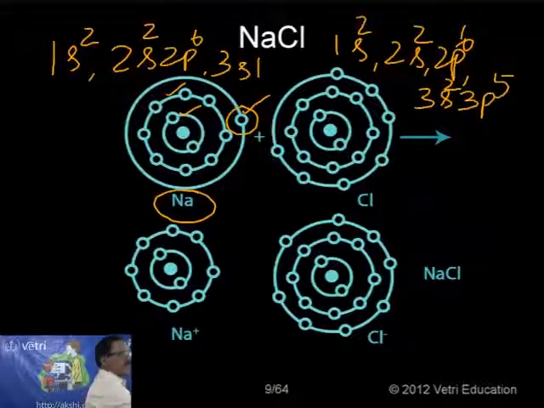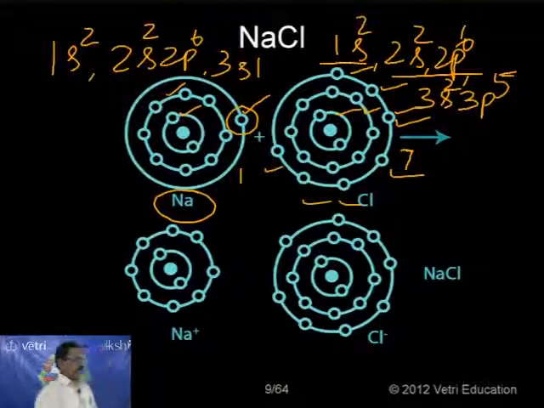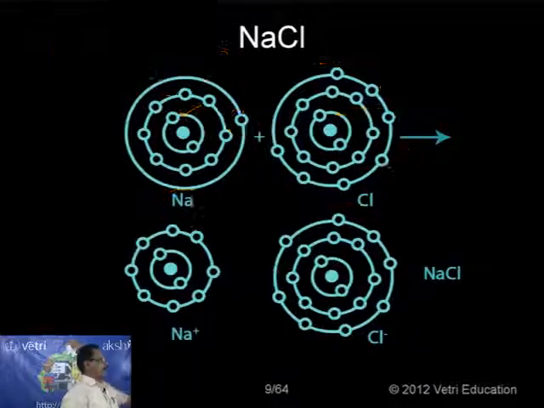So there are 3 levels. The first level, 1s2, has 2 electrons. The second level, 2s2 2p6, has 8 electrons. And the third level, 3s2 3p5, has 7 electrons in the outermost shell. In sodium there is only 1 electron in the outermost shell, while in chlorine there are 7: 1, 2, 3, 4, 5, 6, 7 electrons. So what will happen? How is this going to form the ionic bond?